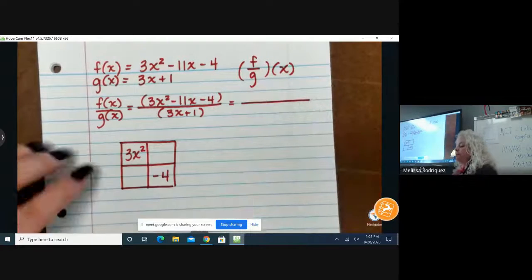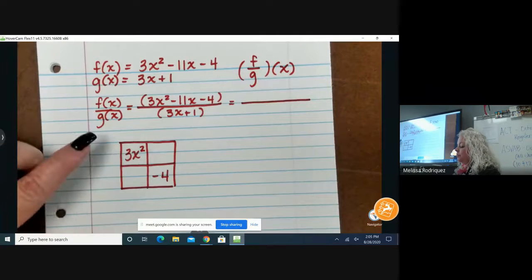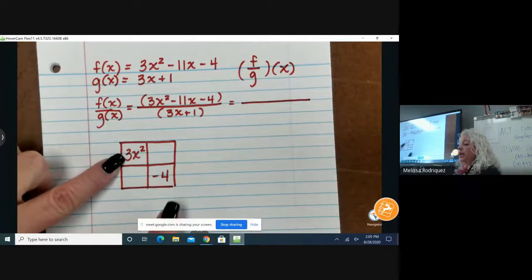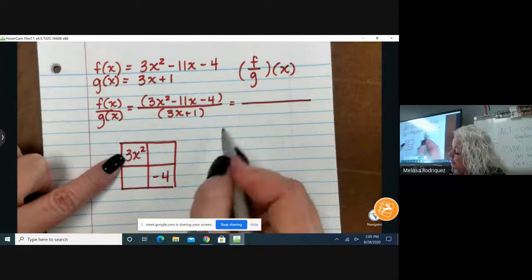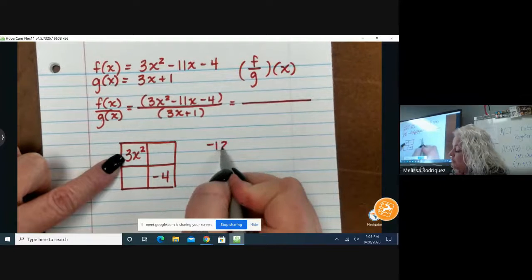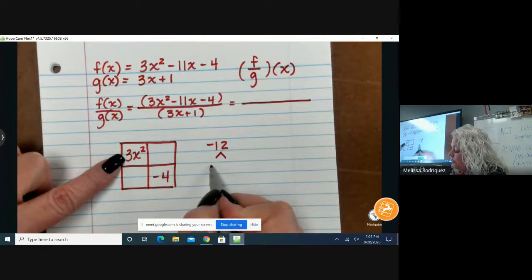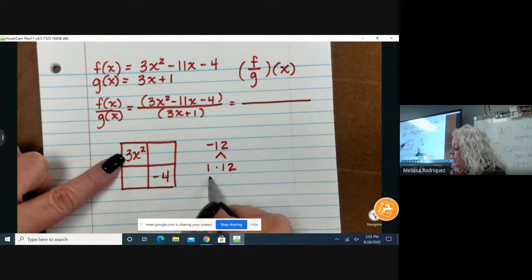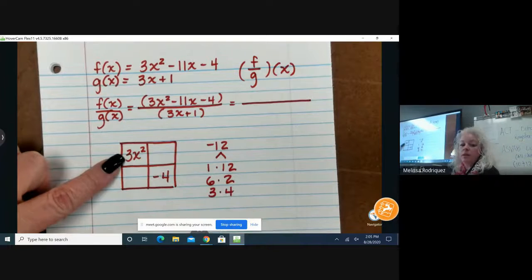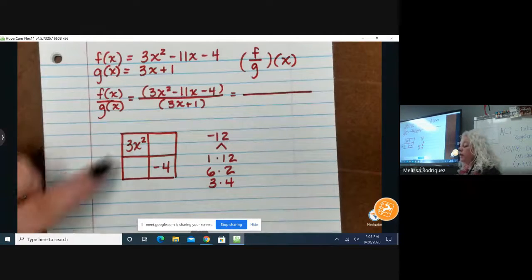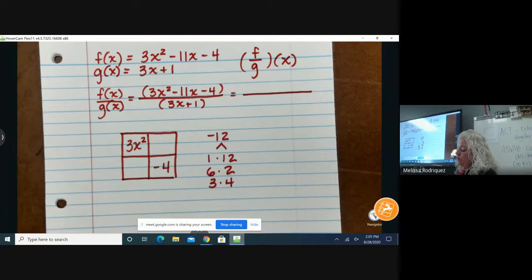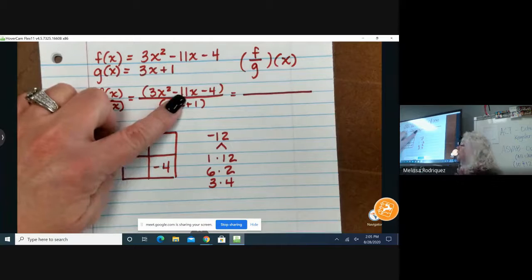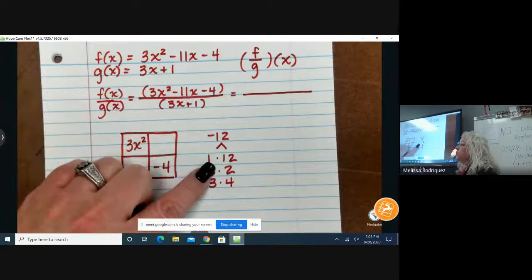What do I multiply? 3 times 4. Negative 12. Give me factors of 12. 1 times 12. 6 times 2. 3 times 4. Which one am I going to use? What do I want to get in the middle? Because I want to get 11 in the middle. So I'm going to use 1 and 12.